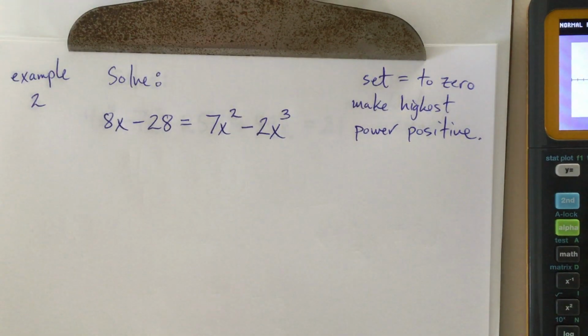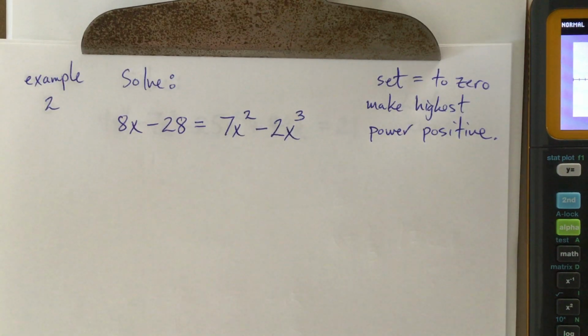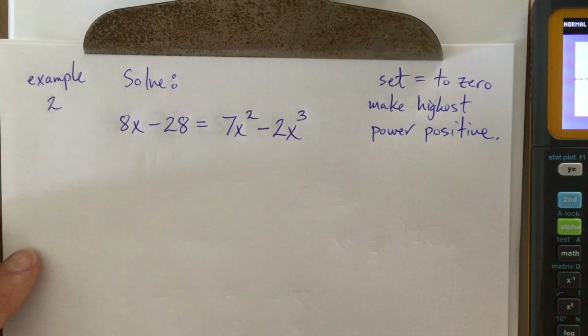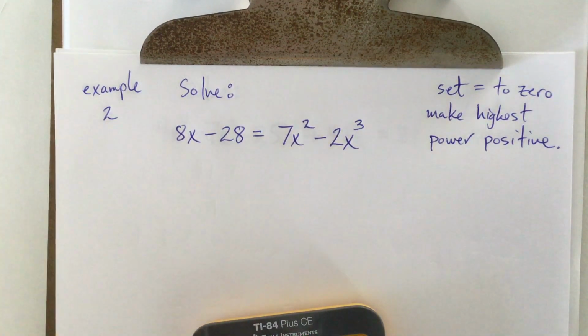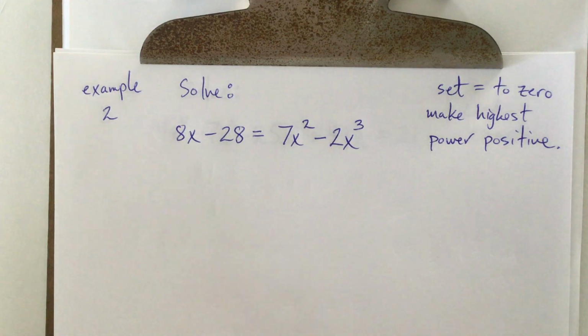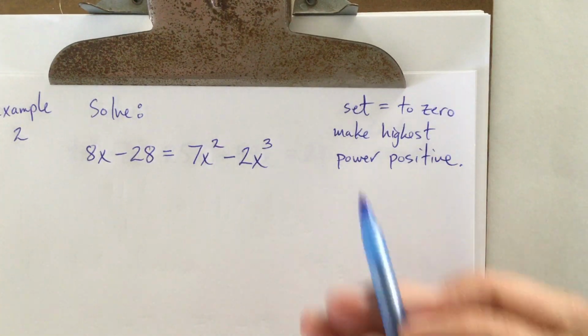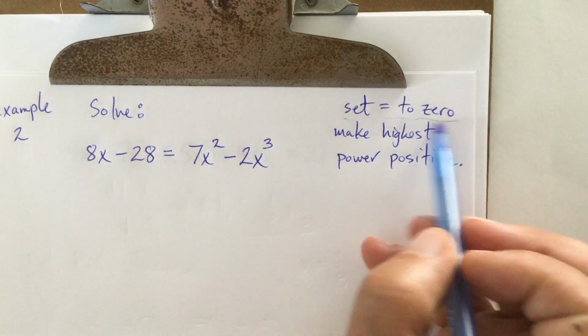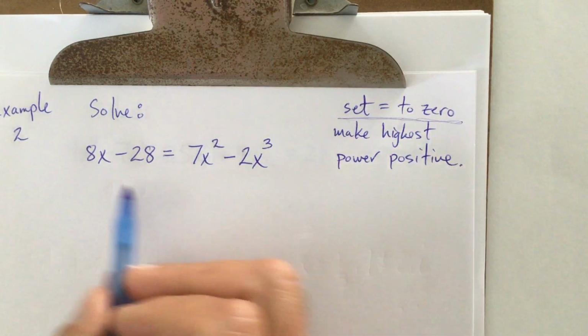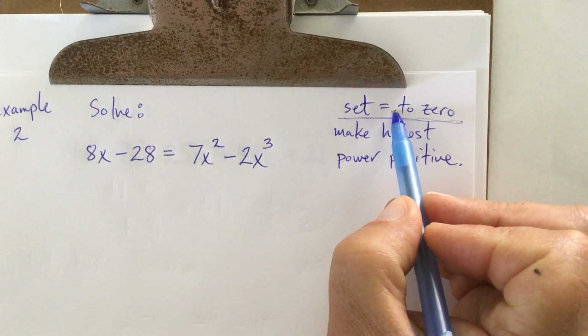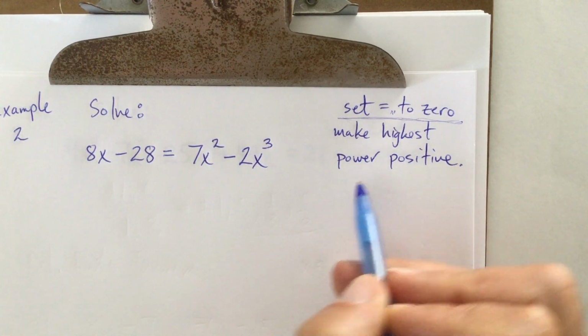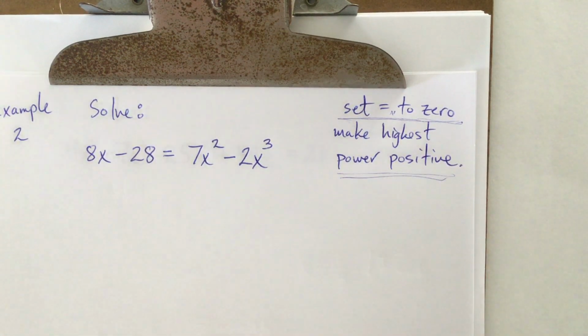here is my next example. Now this is an equation, but what am I trying to get at with example 2? I want to cover all the bases with you guys. I want you to remember that to solve a polynomial equation or to find x-intercepts, whatever they're talking about, you got to set it equal to 0. Now, the other thing I want you to get out of this is make the highest power positive.